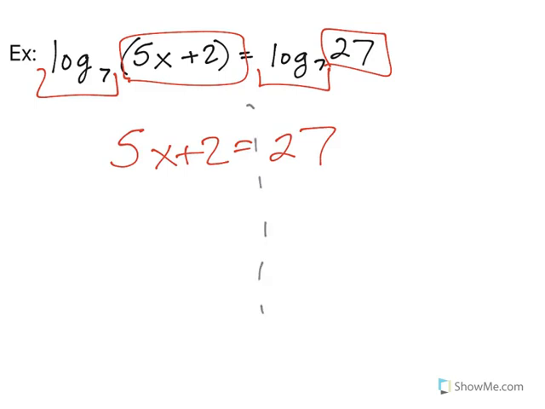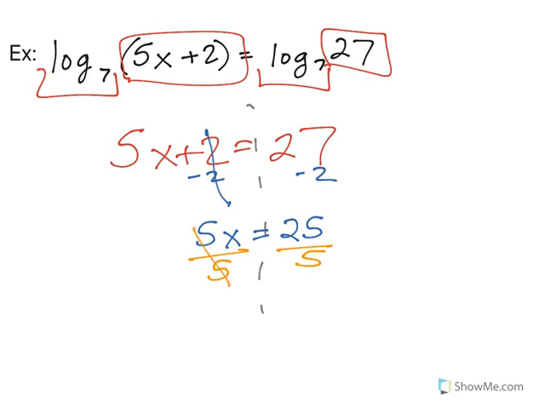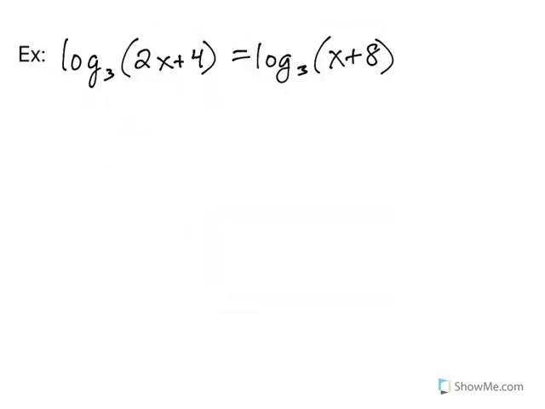I need to isolate x. So my first step there is to get rid of the 2. 2 minus 2 is 0. I'm left with 5x. So 27 minus 2 is 25. Last step is to divide by 5. So x equals 5. Now, with these, you have to make sure that the argument is positive, right? Which it should be. This should not be an issue. And therefore, if I plug in 5 here, I get 27. Log of 27 equals log of 27. That's good.